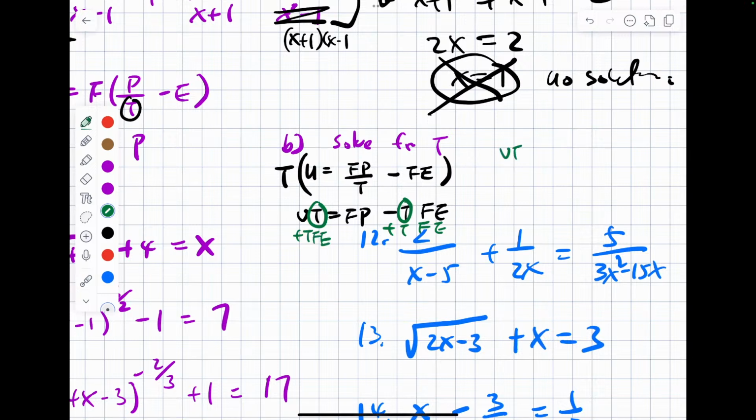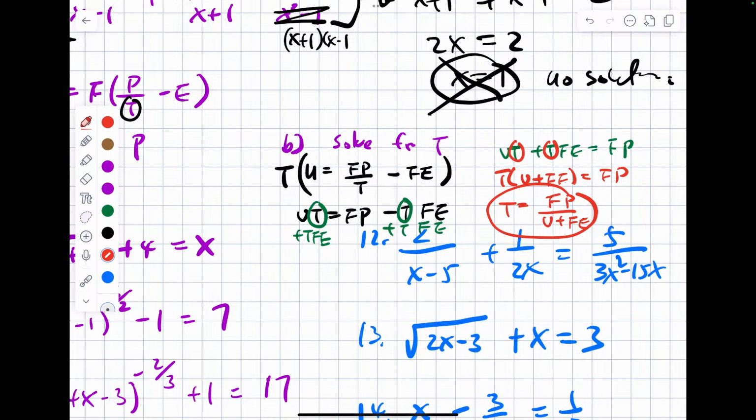So it'll be ut plus tfe equal to fp. Now you see that t is in two separate terms. What can I do? Yeah. Factor and divide by u plus fe. And then just divide it over: t equal to fp over u plus fe. Is that okay? And that's done. It's that easy.